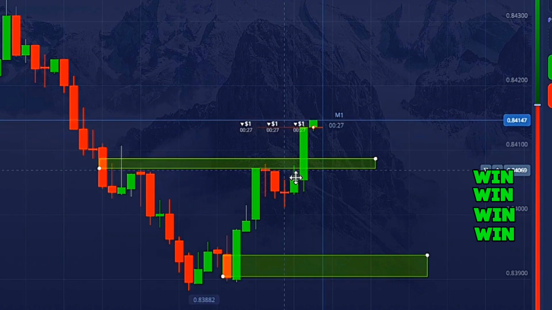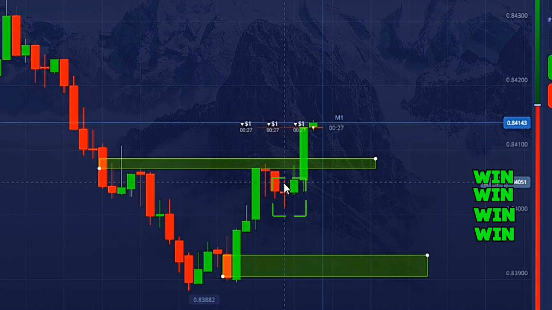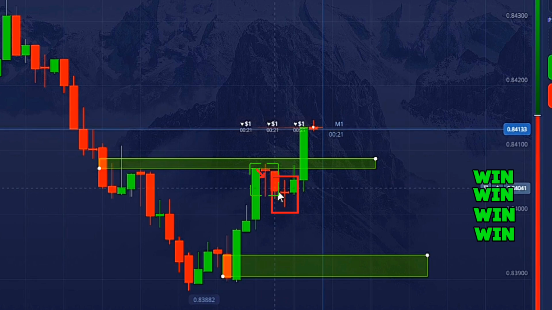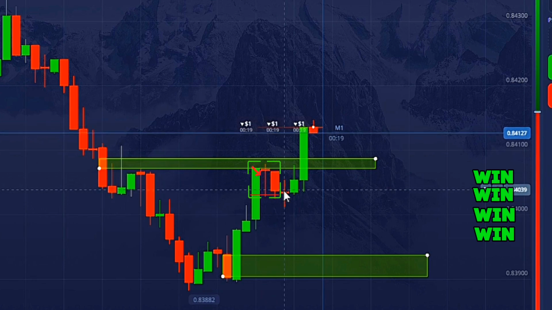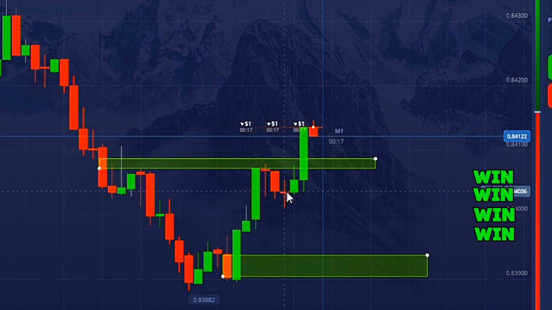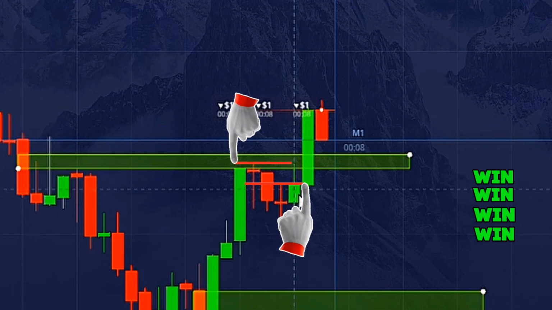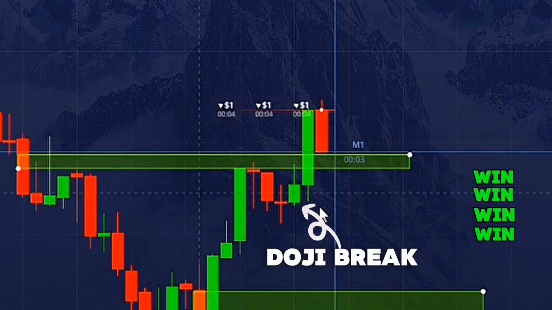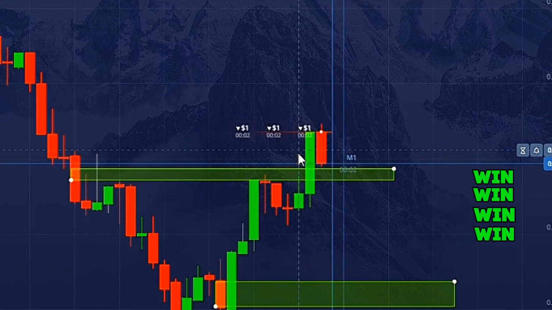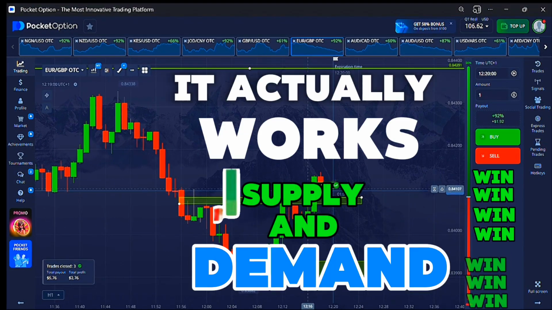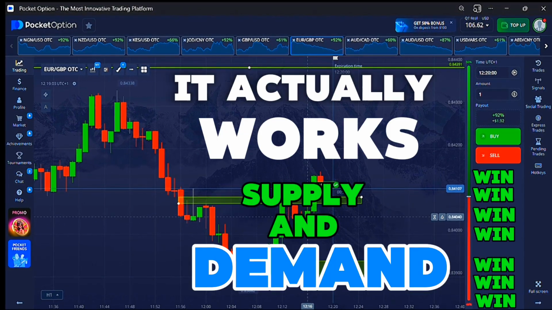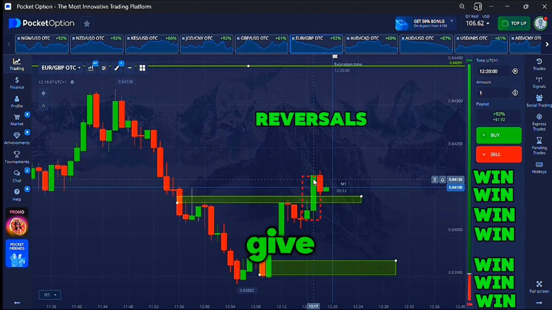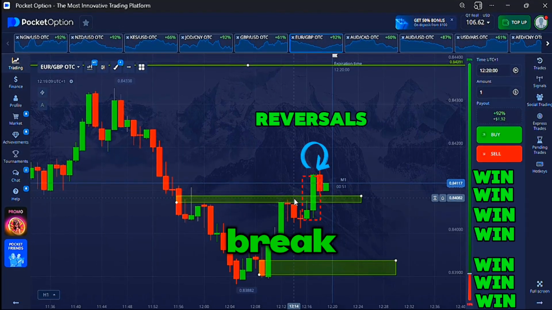You can see this, and then this is a doji. This also is a doji. There are 2 dojis here, so this is a doji break. You can see this is a doji break, and this candle pattern here, this pattern where you have a little bullish candle followed by a very large bullish candle often give reversal, and doji breaks give reversal.